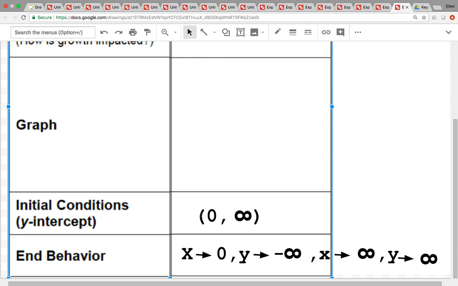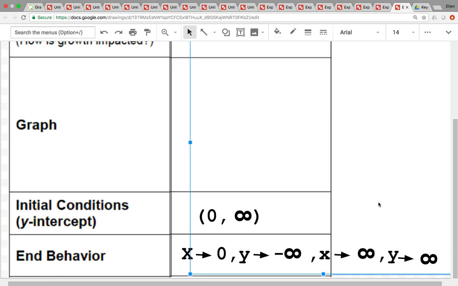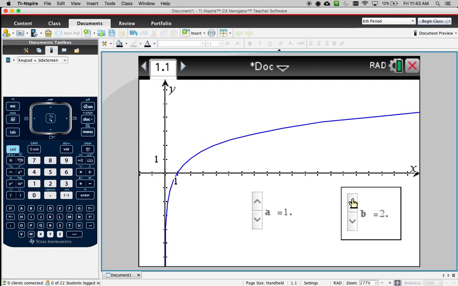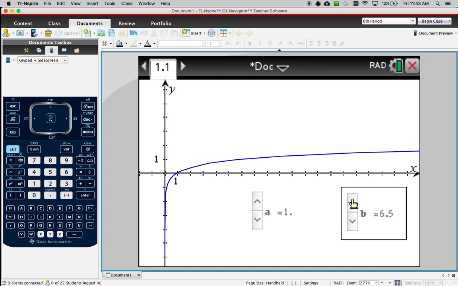It's a vertical asymptote. You're not going to have anything on the left side of your graph. Okay, so your end behavior: as your x value gets closer to 0, your y value is going to approach negative infinity. And then as x approaches positive infinity, so your right side of your graph, y is going to approach positive infinity as well. And what affects how fast it approaches that is your b value. So the bigger the b value, the slower you go up.